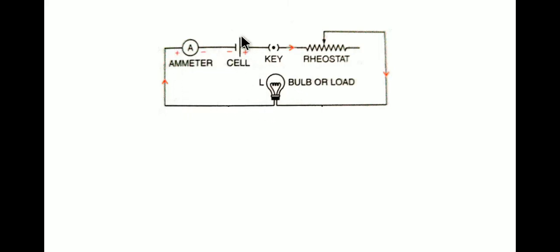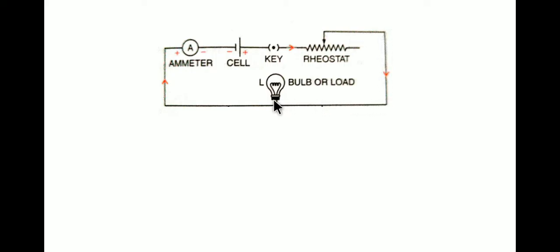So in the cell, the longer line represents the positive terminal and the shorter one represents the negative terminal. From here the current will flow if the key is kept closed. If the key is open, then no current would flow. And if the key is closed, that means the circuit is connected, then the current will flow here through the rheostat, that is the variable resistance, and then it would flow this way.